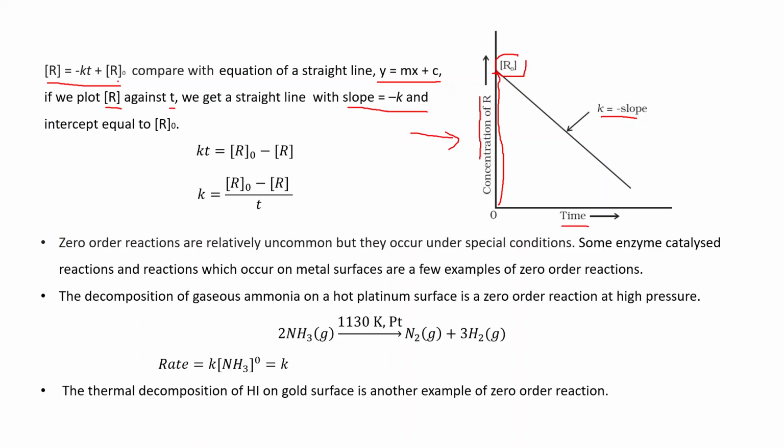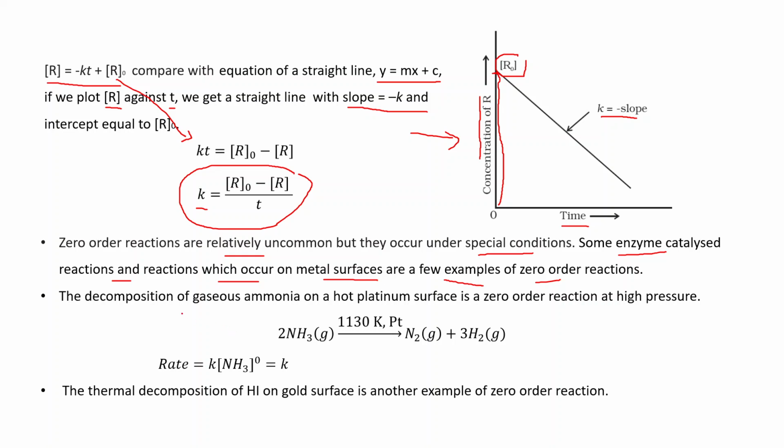Now again, rearrange this to this. We can say kt is equal to R naught minus R, and then we can say k is equal to R naught minus R by t. You have to remember this equation. This is useful. Zero order reactions are relatively uncommon, but they occur under some special conditions. Some enzyme catalyzed reactions and reactions which occur on a metal surface are a few examples of zero order reactions.